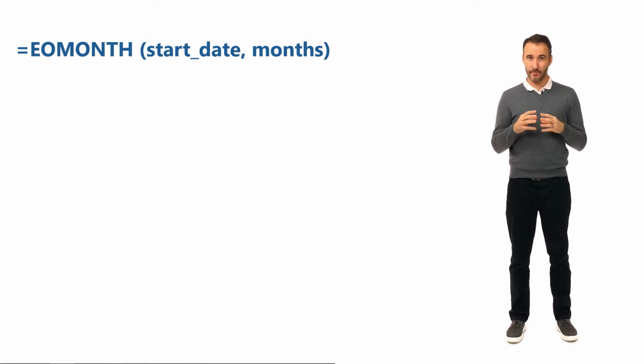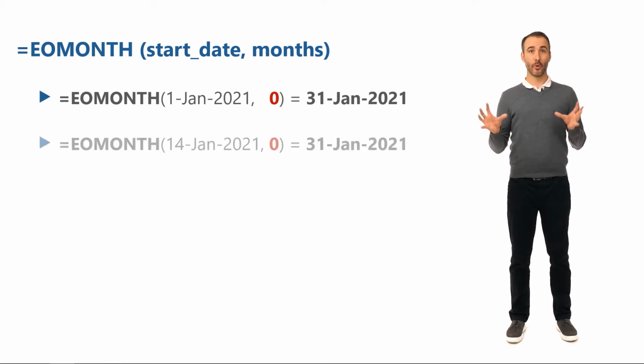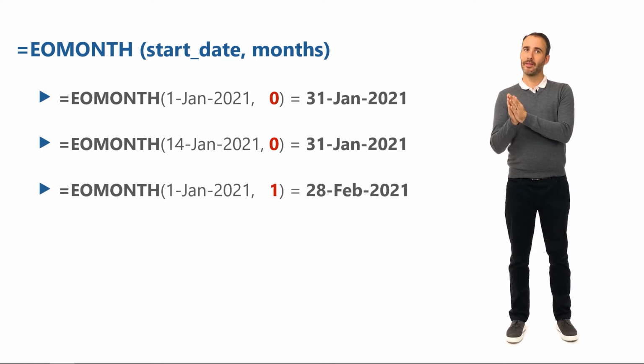Using some examples, let's say we have EOMONTH, 1st of January 2021, 0. That equals the 31st of January 2021. EOMONTH takes you to the end of the current month. If the start date had instead been, say, the 14th of January, the result would still have been the same, the end of the current month. With EOMONTH, 1st of Jan 2021, 1, we get the 28th of February 2021. That's the end of the month 1 month after the current month.